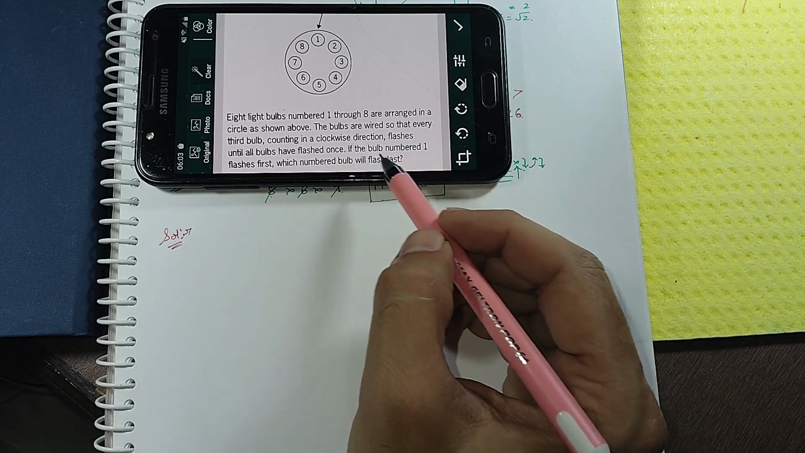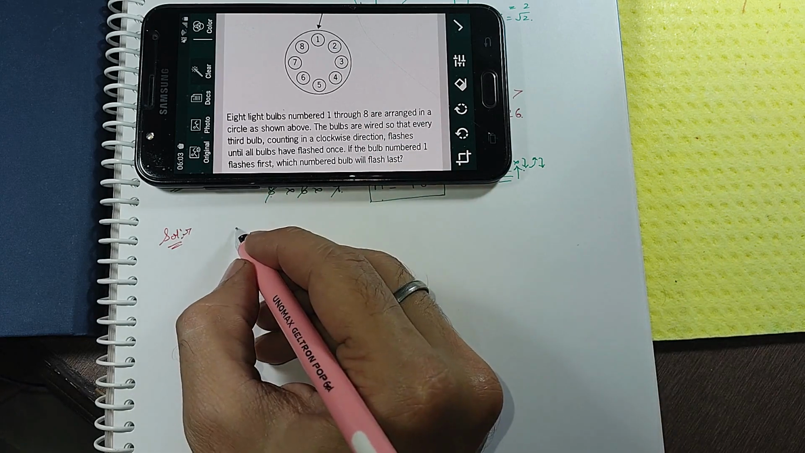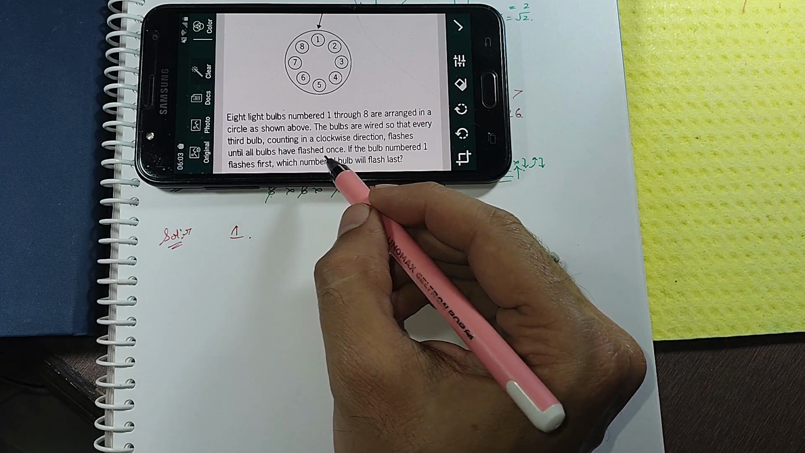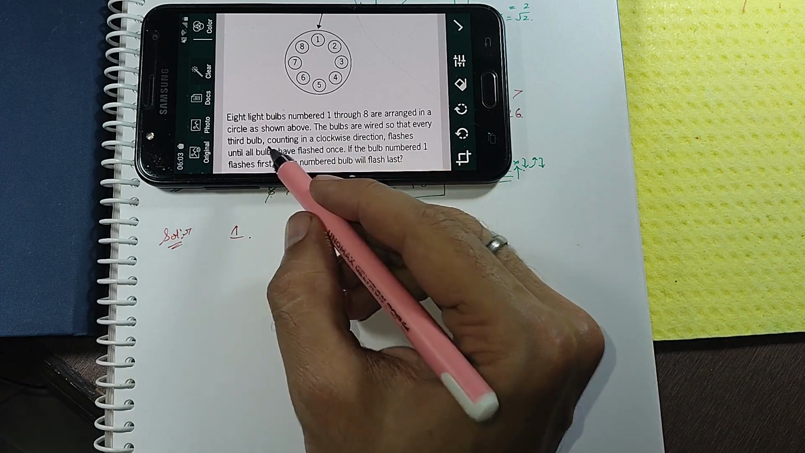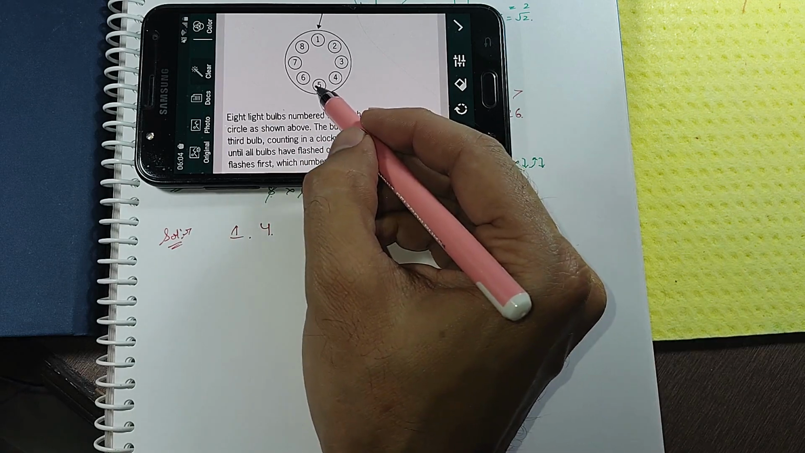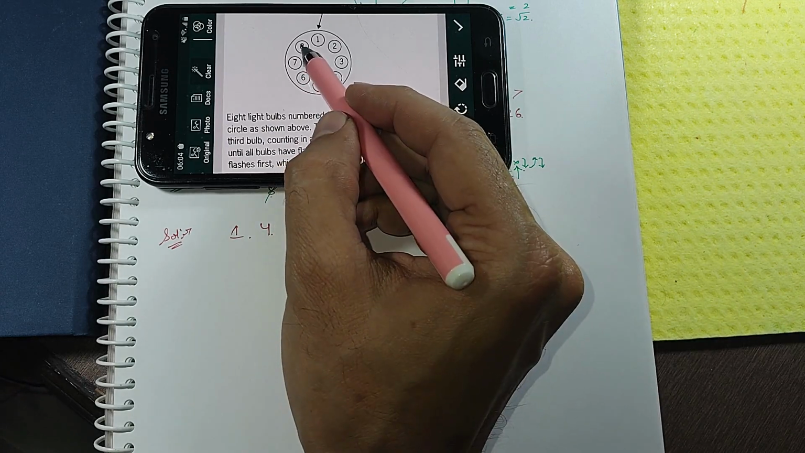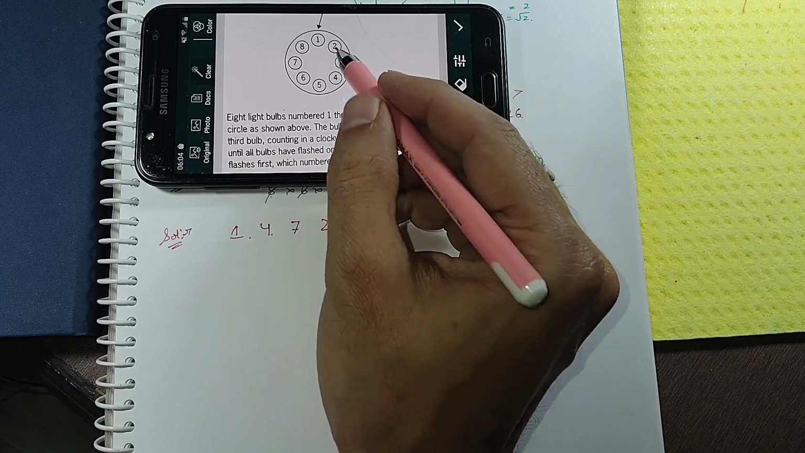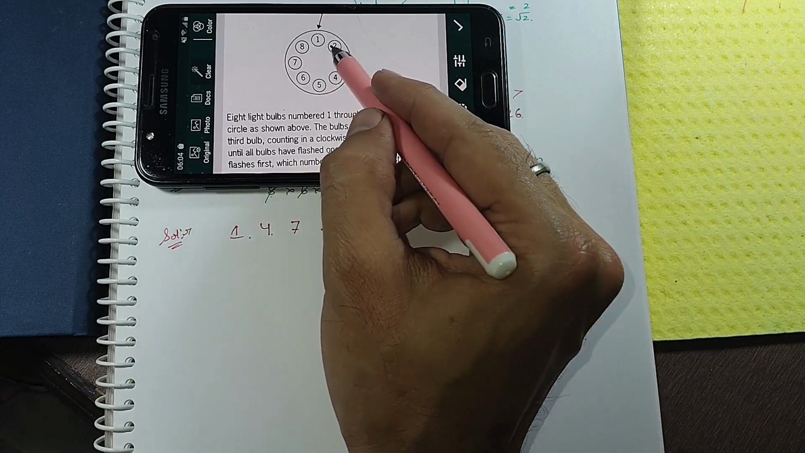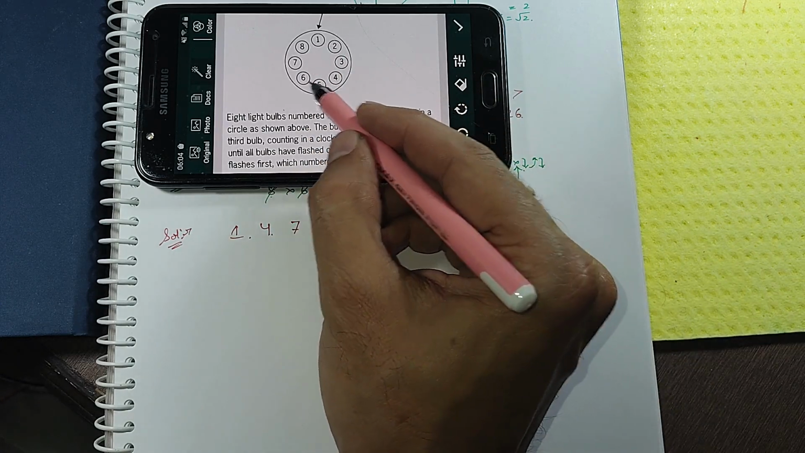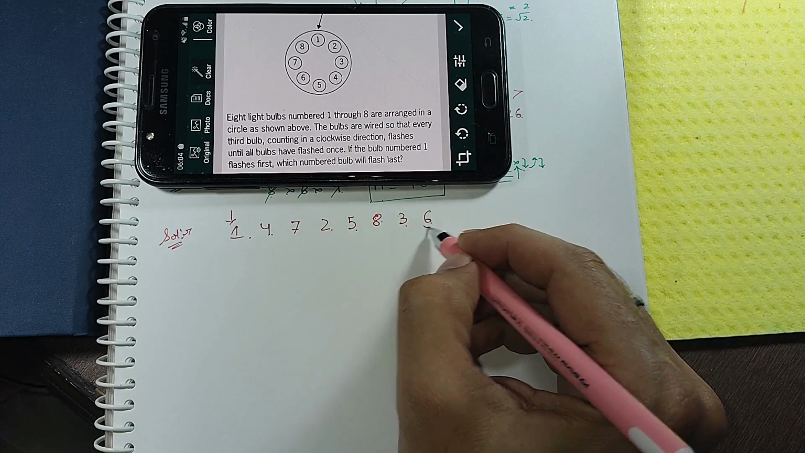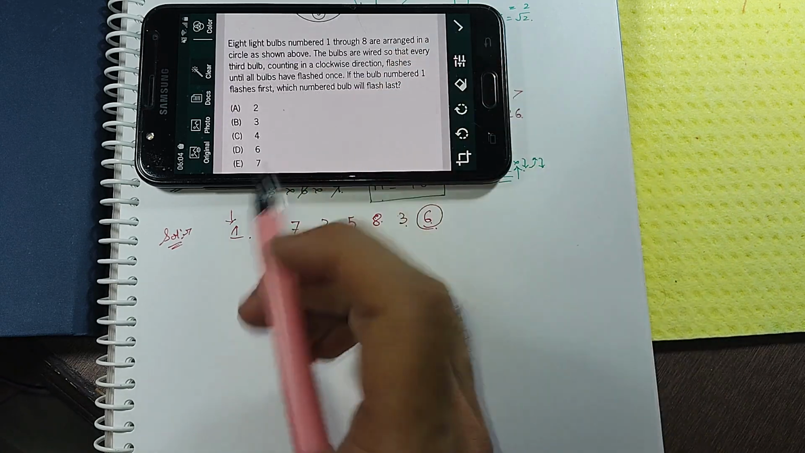First, bulb number 1 flashes first. Now every third bulb counting clockwise flashes, so the third bulb will be 1, 2, 3, so the next bulb to flash is 4. Then 4, then 5, 6, 7. Then 7, after 7 it will be 8, 1 and 2. Until now all are different. Now after 2, 3, 4, 5. So 5, then 6, 7, 8. Fine. Now after 8, 1, 2, 3. So all are different now. 4, 5, 6. Right. Now 7, 8, 1. So 7, 8, 1, again these numbers will come. So the last bulb to flash is the 6th bulb. So the right option will be option D.